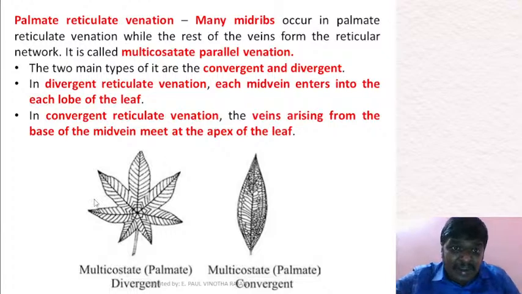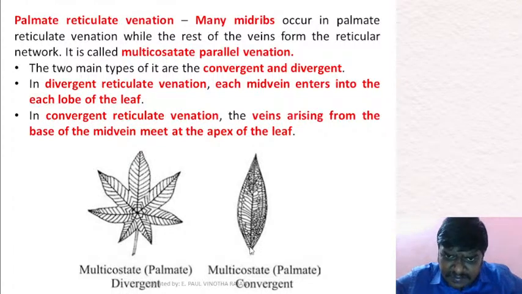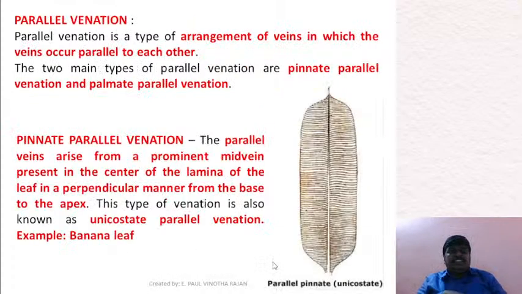Multicostate palmate divergent. The convergent type of venations, veins arise from the base and they join at the apex. This is called multicostate palmate convergent type of venations. The next is called parallel venation. Parallel, you can see the diagram here.